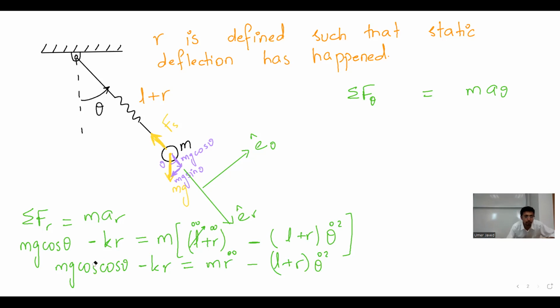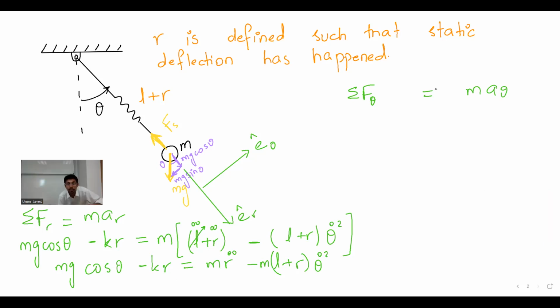Sorry. I made some mistakes. Yes, please. What is the next mistake? Really? m? m. Good. I think every student is correct. m r double dot minus m into L plus r theta dot square is equal to minus kr plus mg cos theta.